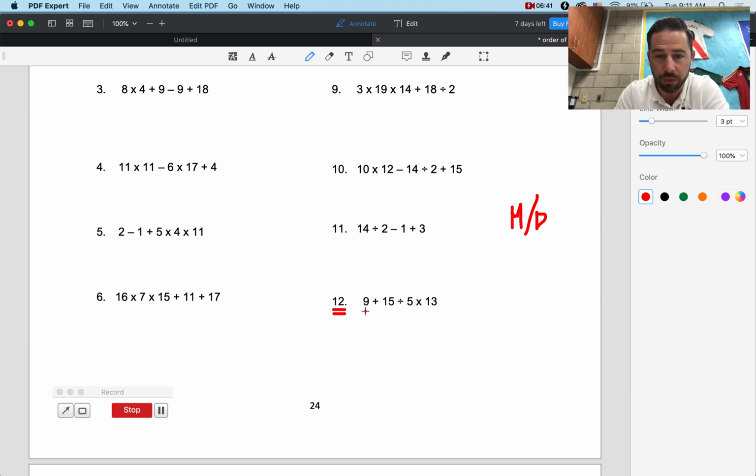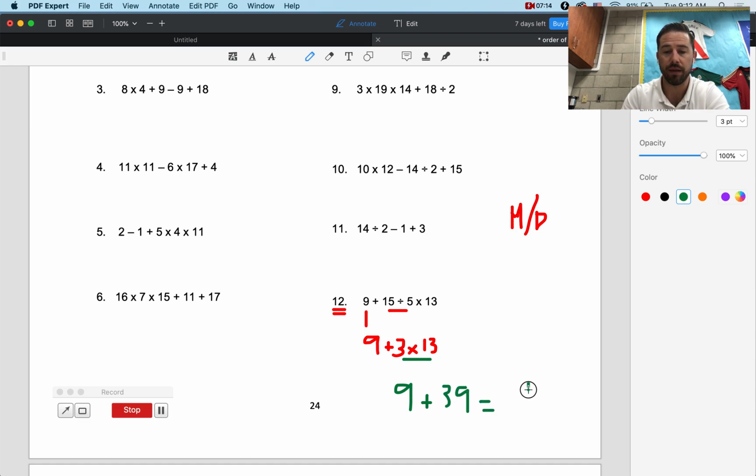Now let's look left to right. What do we see first? Boom, division. Okay, 15 divided by 5 is 3. So drop this guy down and we'll say 9, whatever this sign is, plus this guy's 3, and then bring this stuff down, times 13. Okay, now same thing. We go through our order of operations. Is there any multiplication or division? Yes, right here, 3 times 13, which is 39. So we'll say 9 plus, and this becomes 39. And 9 plus 39 should be 48. Okay, there you go. Boom.